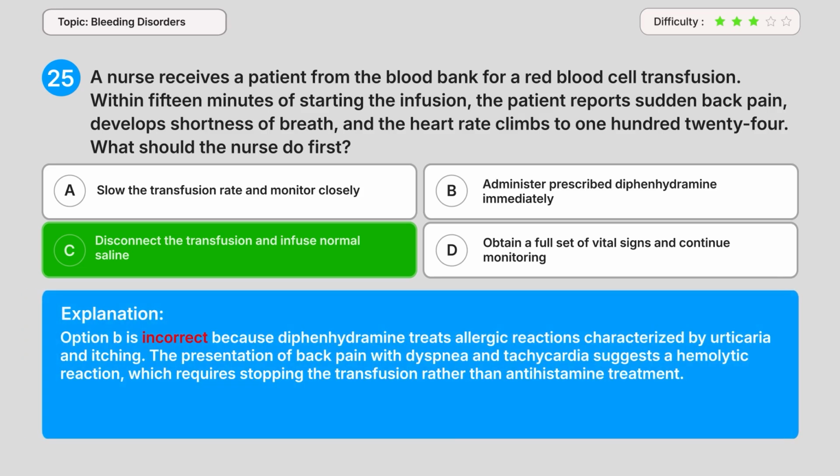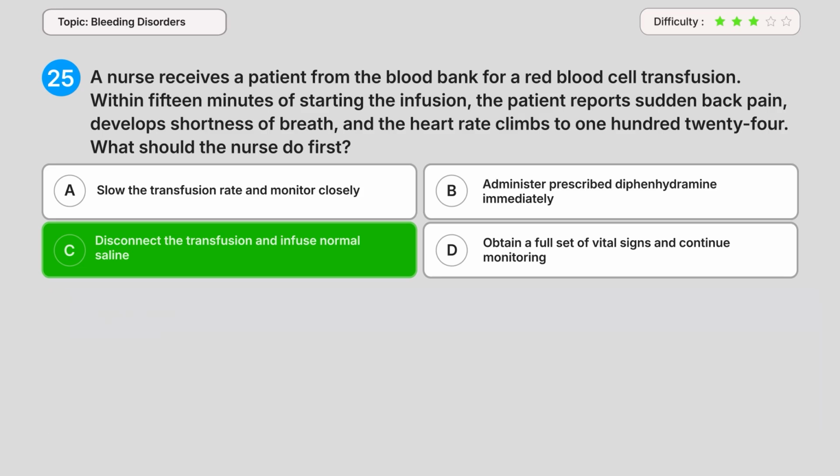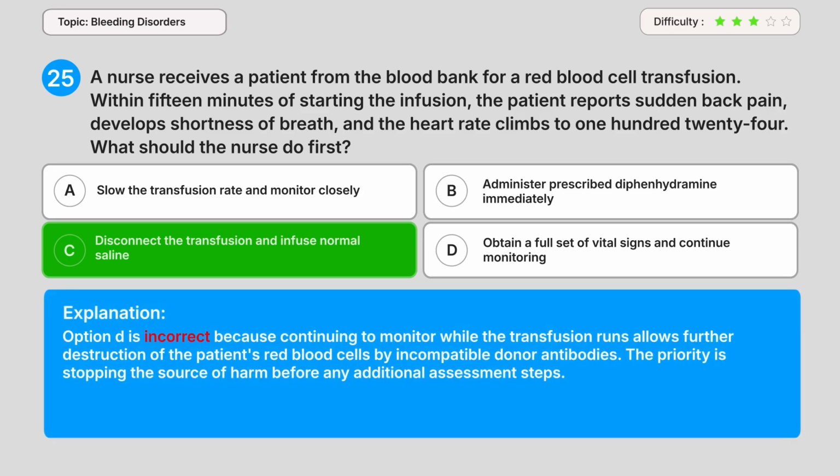Option B is incorrect because diphenhydramine treats allergic reactions characterized by urticaria and itching. The presentation of back pain with dyspnea and tachycardia suggests a hemolytic reaction, which requires stopping the transfusion rather than antihistamine treatment. Option D is incorrect because continuing to monitor while the transfusion runs allows further destruction of the patient's red blood cells by incompatible donor antibodies. The priority is stopping the source of harm before any additional assessment steps.